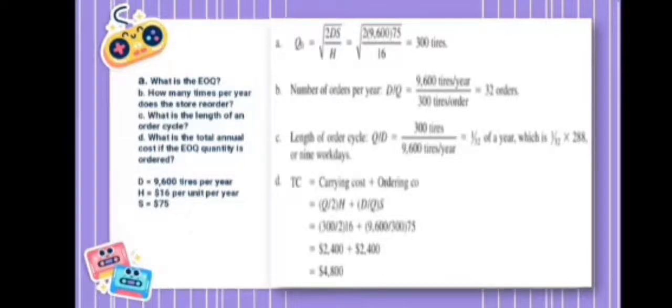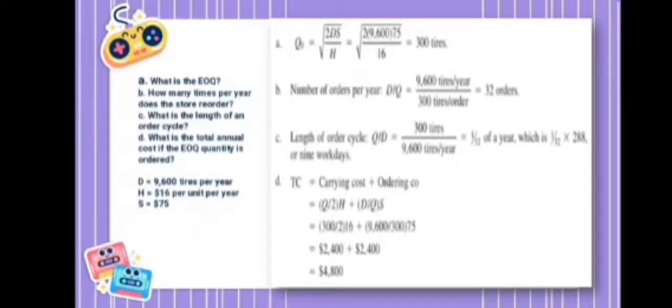So we will use the formula Q0 is equal to the square root of 2DS over H, which is equal to the square root of 2 times 9,600 times 75 over 16, which is equal to 300 tires. Second question, letter B, how many times per year does the store reorder? Number of orders per year, D over Q, is equal to 9,600 tires per year over 300 tires per order, which is equal to 32 orders.